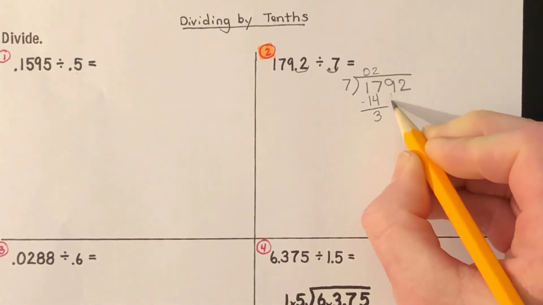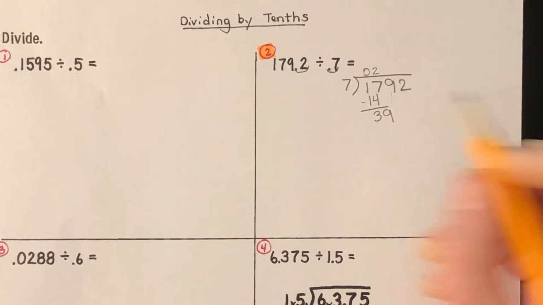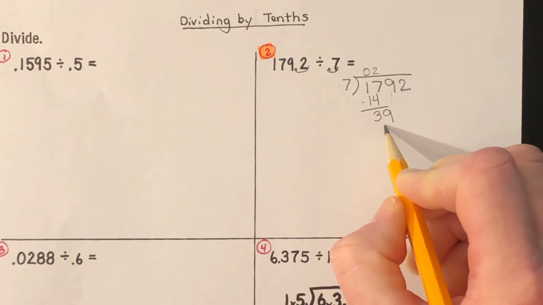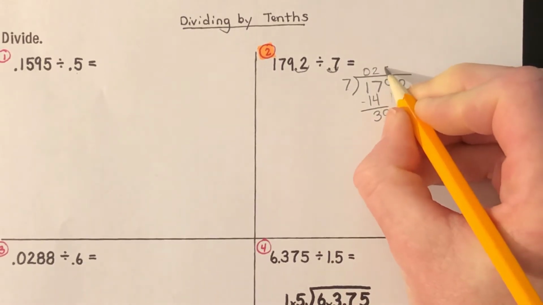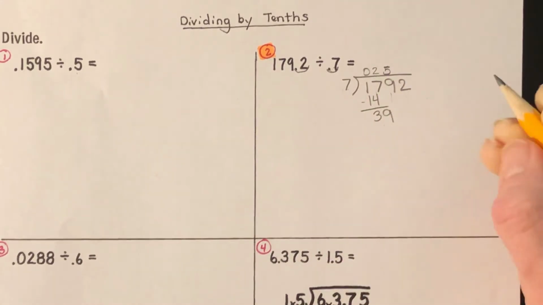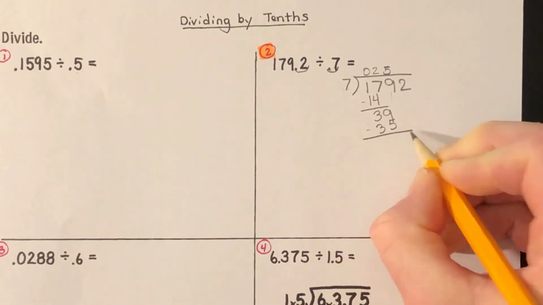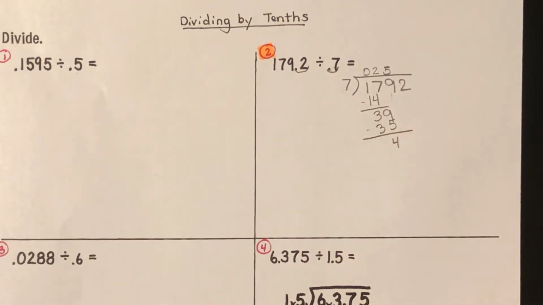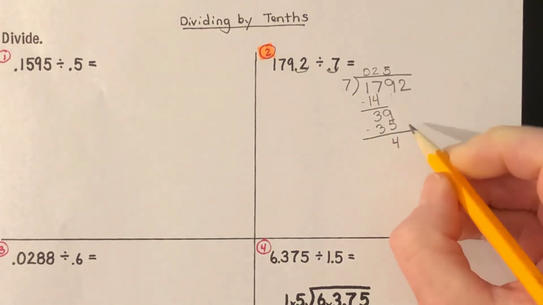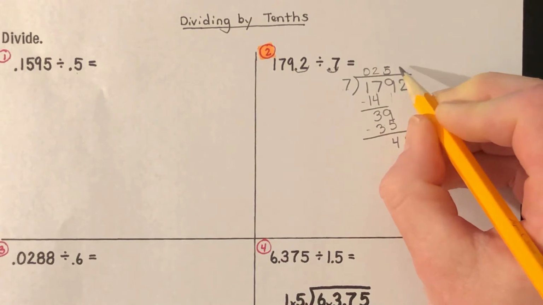3, bring down the 9, 39. 7 goes into 39 5 times. 5 times 7 is 35. Subtract. Bring down the 2. 7 goes into 42 6 times.